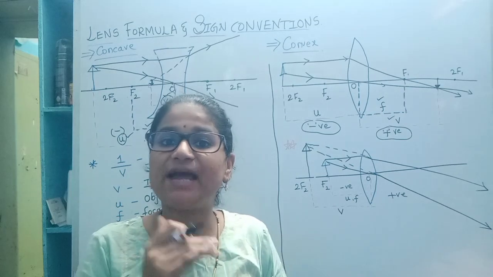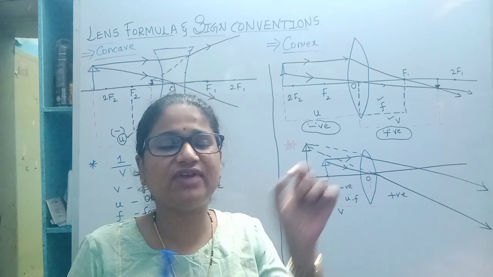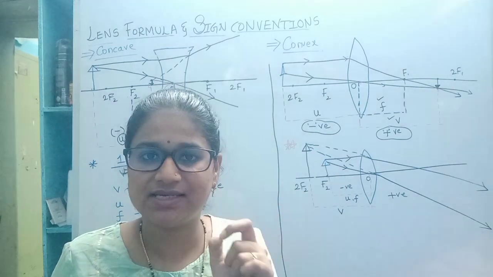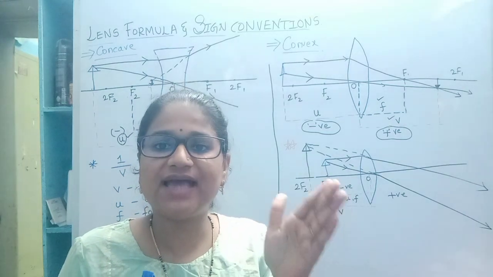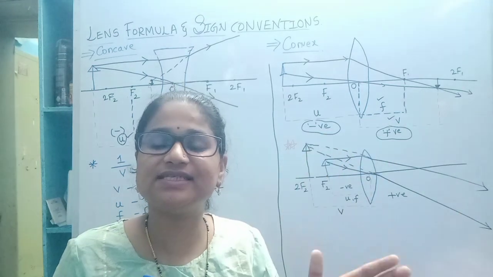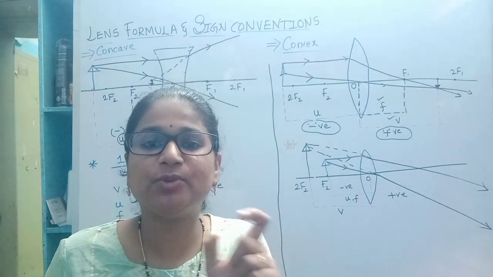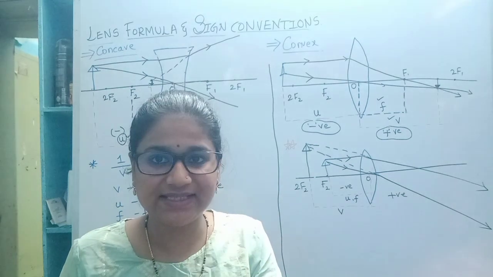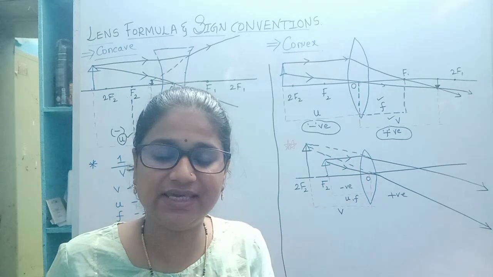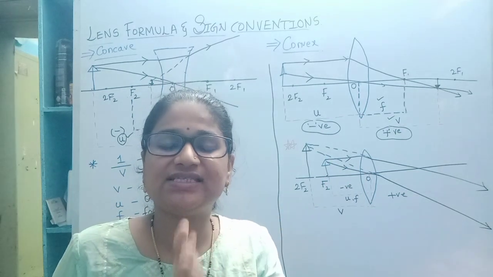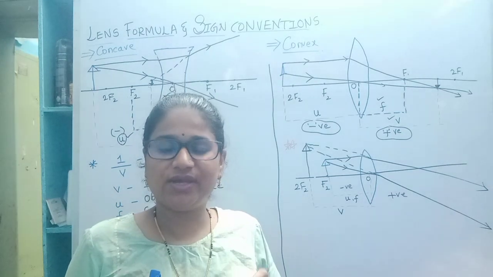When we have to adopt this sign convention, you may get confused. Ma'am, we are getting confused about when to write minus and when to write plus. So keep it in mind. When in a numerical problem you get a concave lens, please consider every value as negative. When you get a convex lens, unless the object is placed at the principal focus, write the object distance as negative and the other two terms as positive.